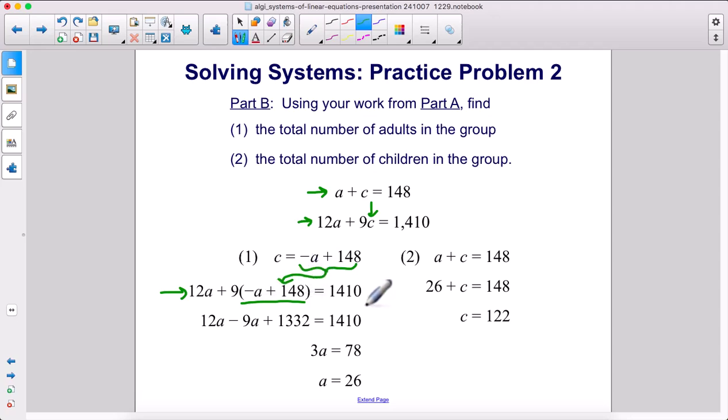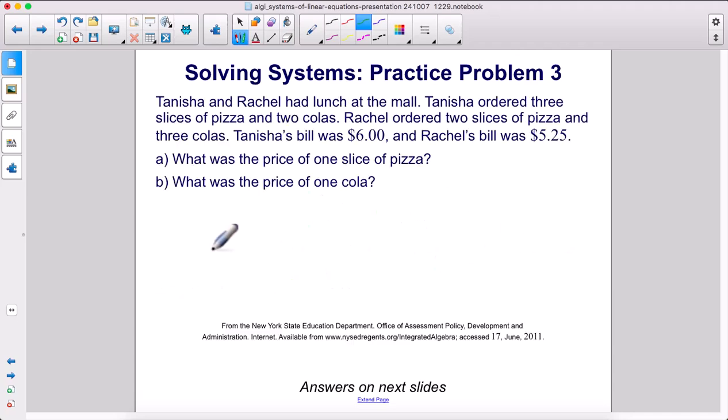Then we solve algebraically. We distribute the 9, we group like terms, we subtract 1,332 to the other side, divide by 3, and we get that the number of adults is 26. Then it's simply going back to our first equation, plugging in 26 for A, and solving for C, which would be 122 children.